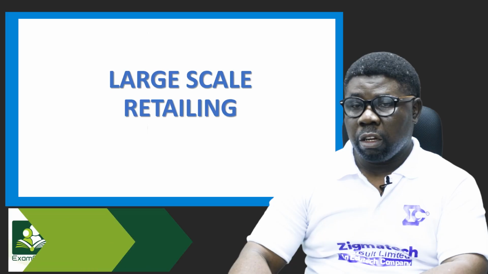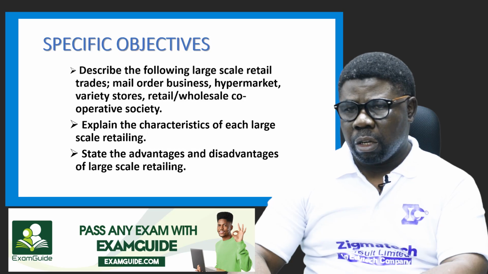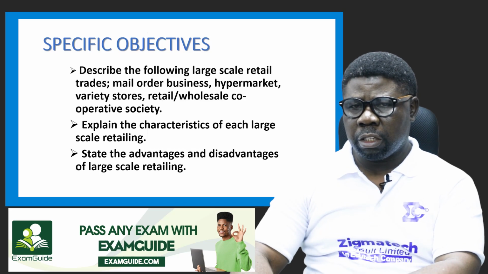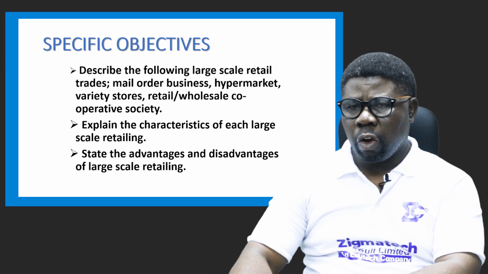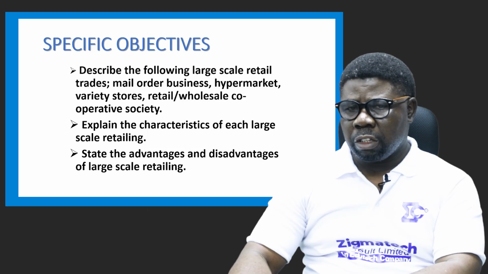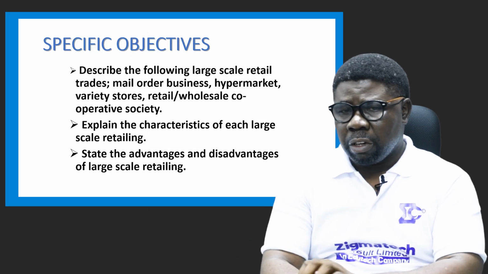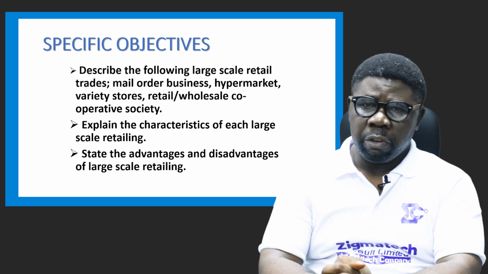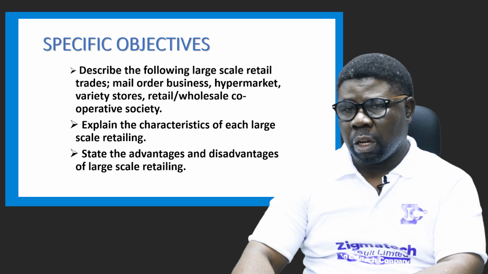So today we'll look at the following. We'll describe the following large-scale retail trade: that is mail order business, hypermarket, variety store, retail or wholesale, or cooperative societies. Then we explain the characteristics of each of the large-scale retailing we have. Then state the advantages and their disadvantages. These are the three major aspects we're going to be looking at in this video.